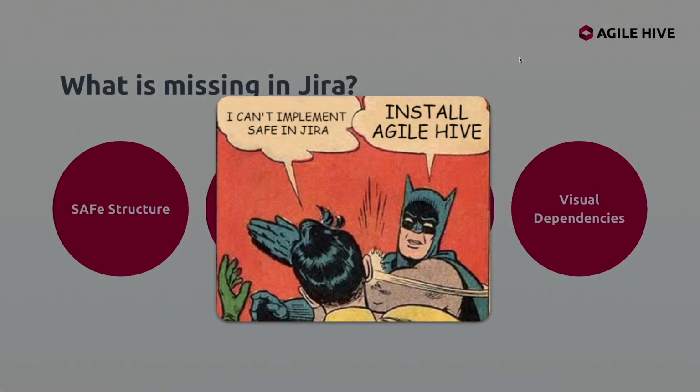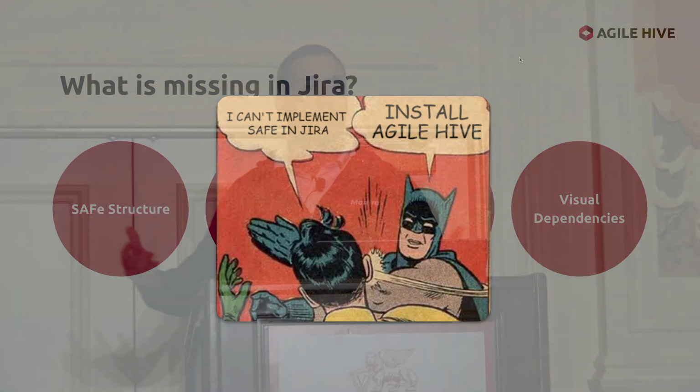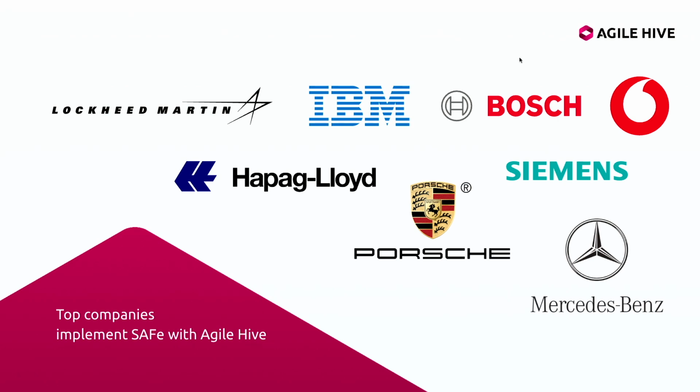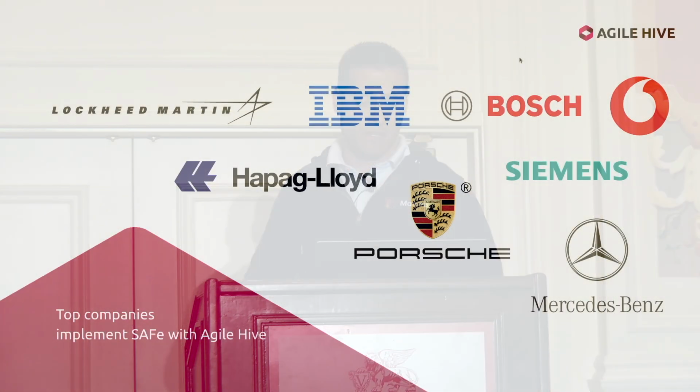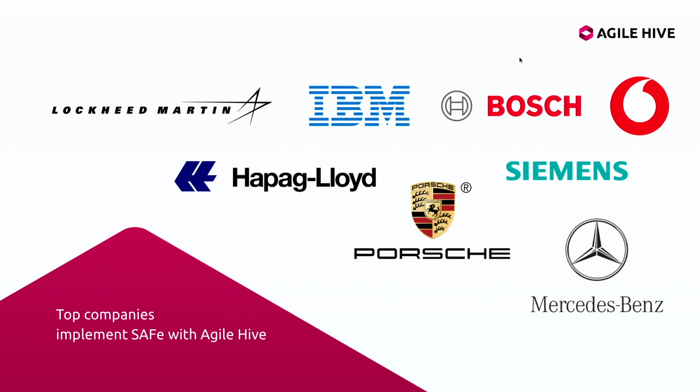All right, again the meme, I wanted to do it a little bit differently than before. If the question comes up, how can I implement SAFe in Jira? The answer is: install Agile Hive, right? Here you can see the top companies that implement SAFe with Agile Hive, of course on-prem. Really known companies and brands like Lockheed Martin, Hapag-Lloyd, Porsche, Mercedes-Benz, and so on. They're all trusting us, and we are also in personal contact with our customers.